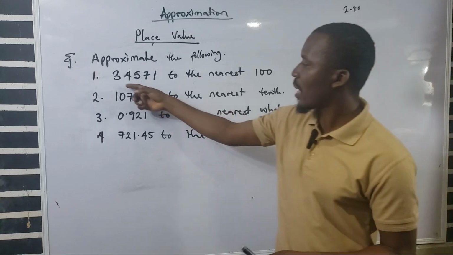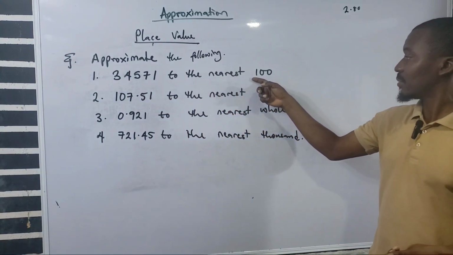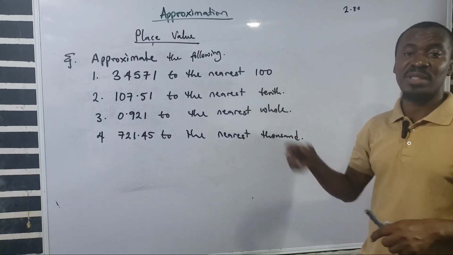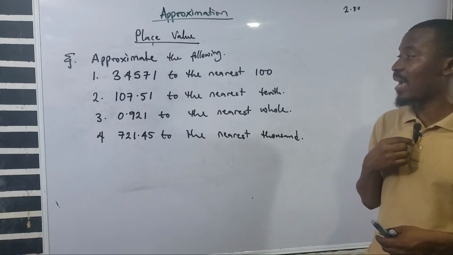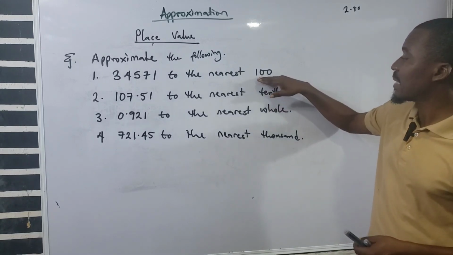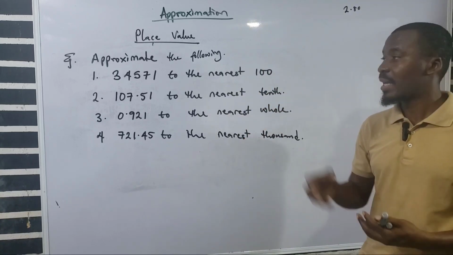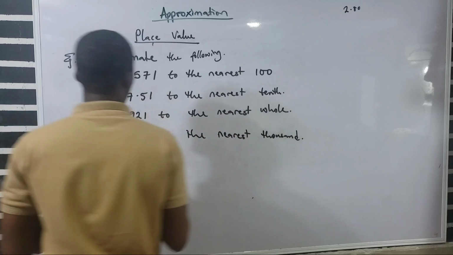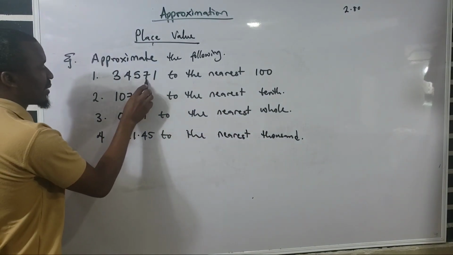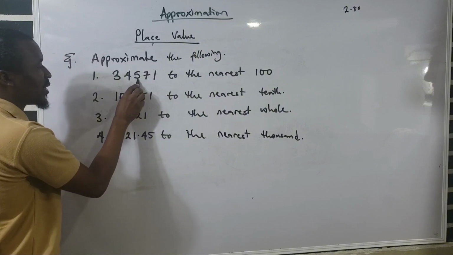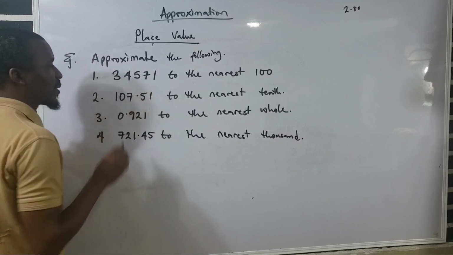Okay, so the first one we have is 34571 to the nearest 100. Like I said, this is the same thing with just saying nearest 100. It means that you should approximate it to the nearest 100. So I need to identify the digit that bears the place value of 100 in that particular number. If you look at this number, these are our units, these are our tens, and these are our hundreds. So we are going to put our line after 5. Okay, so that's where I'm going to put my line.